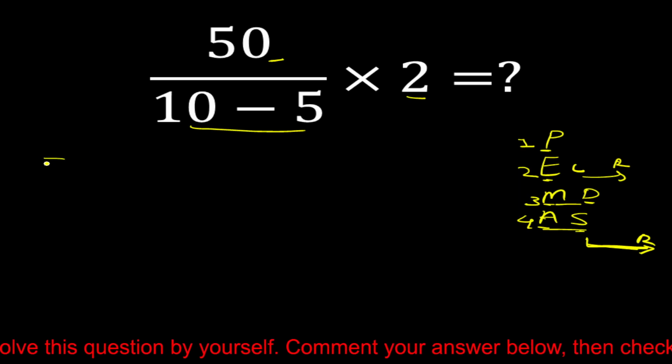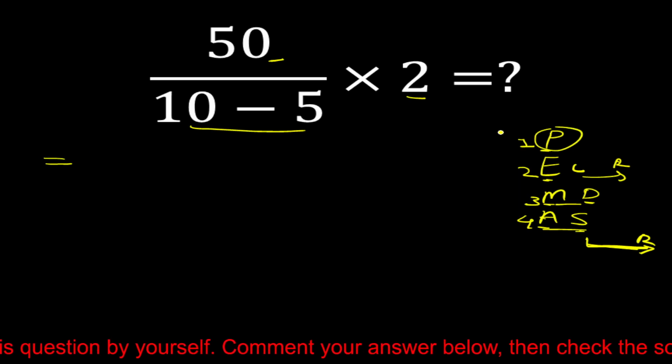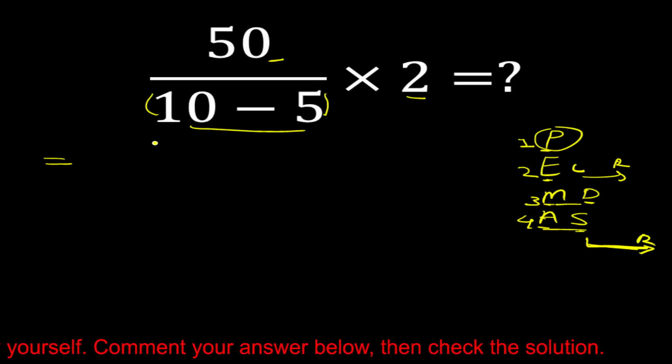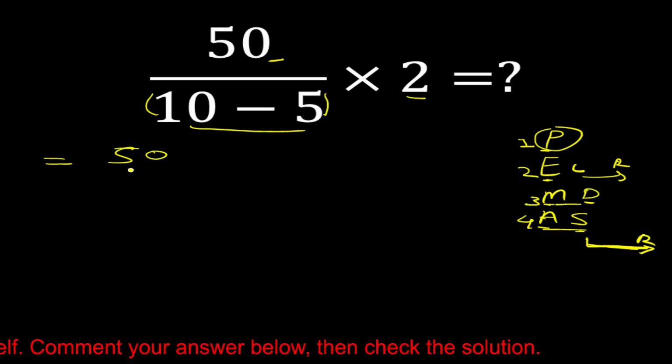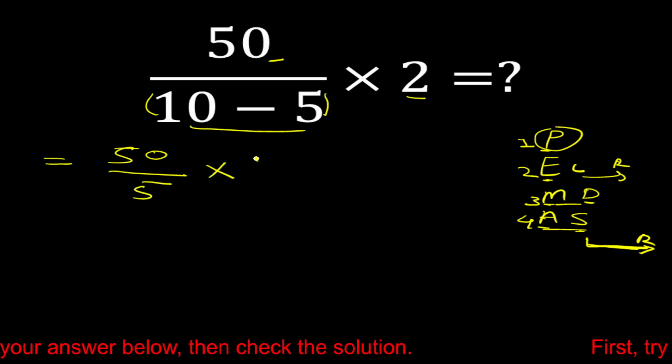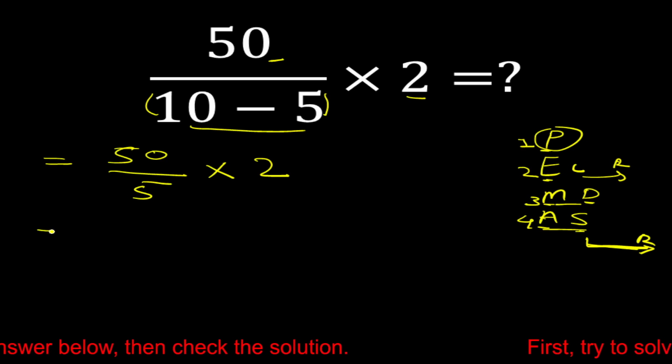so according to the rule, first we have to solve parenthesis. So here 10 minus 5 is a parenthesis. Okay, so 50 divide 10 minus 5 is equal to 5 multiply 2.